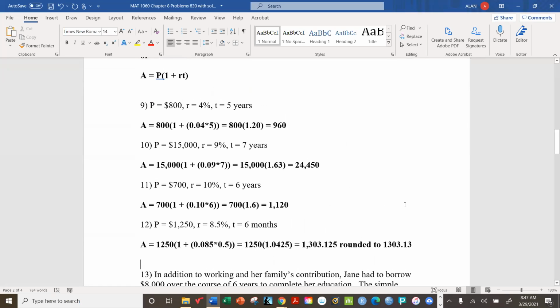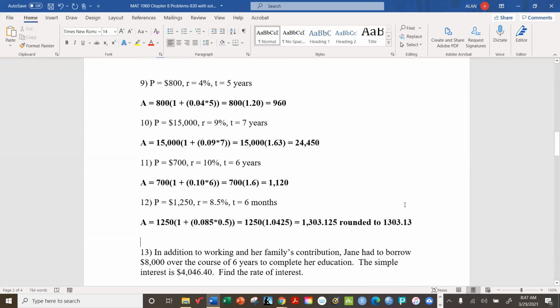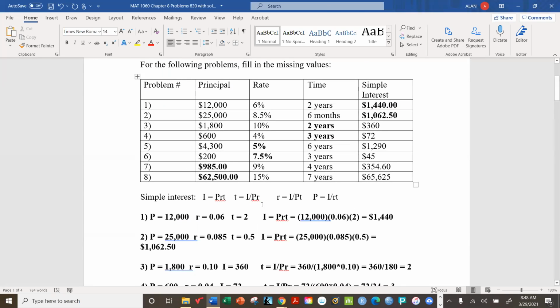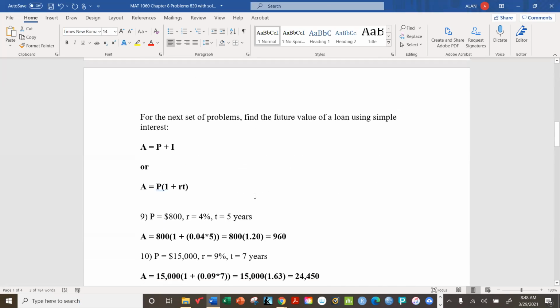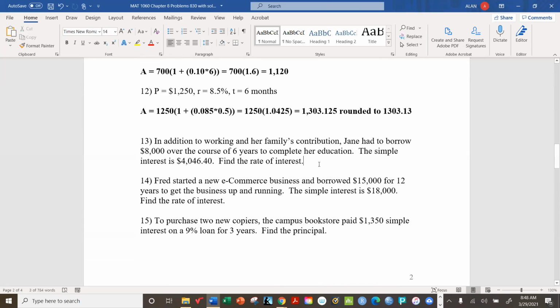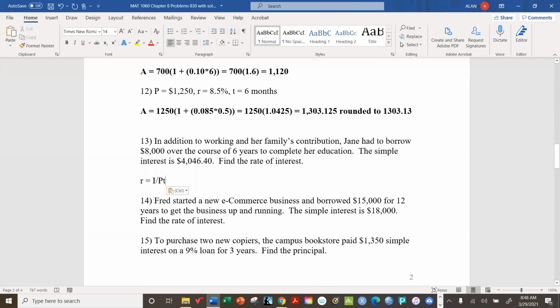in addition to working and her family's contribution, Jane had to borrow $8,000 over the course of 6 years to complete her education. The simple interest that she pays is $4,046.40. Find the rate of interest. Now, the key here is that they're telling us how much simple interest she's paying. So that means this is just one of these formulas from up here. They're asking us to calculate this one, R. Okay, so that's how we know what kind of problem this is.